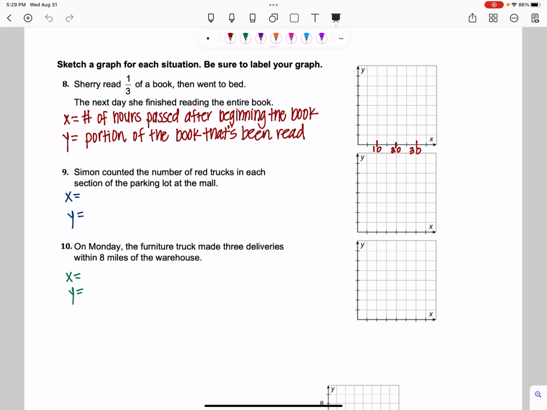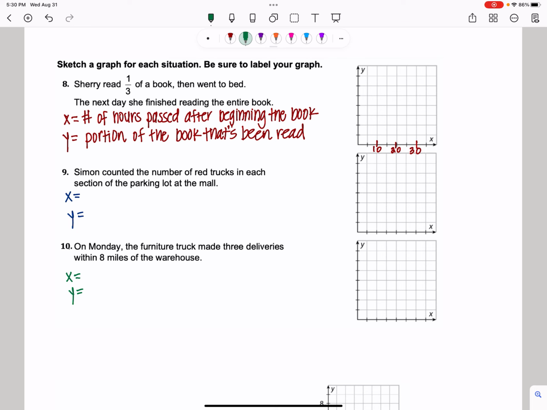So when I described my x variable, I said, let's make it the number of hours that have passed after beginning the book, because she's going to read 1/3 of the book before she goes to bed. I don't know how long this book is. Maybe it's 500 pages, maybe it's 50 pages, maybe it's 5 pages, who knows? We don't know how old Sherry is, but I'm assuming that it's an average book. Okay, so the number of hours passed after beginning the book, and then she finished reading the entire book the next day. So this is what I said.